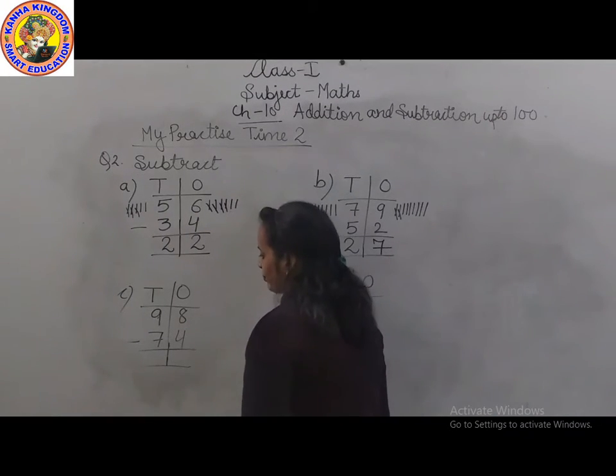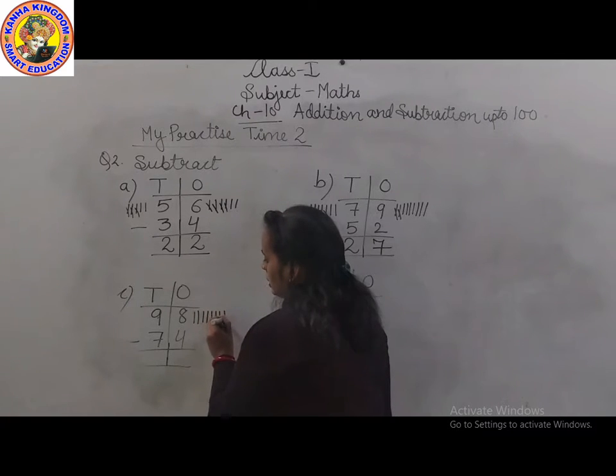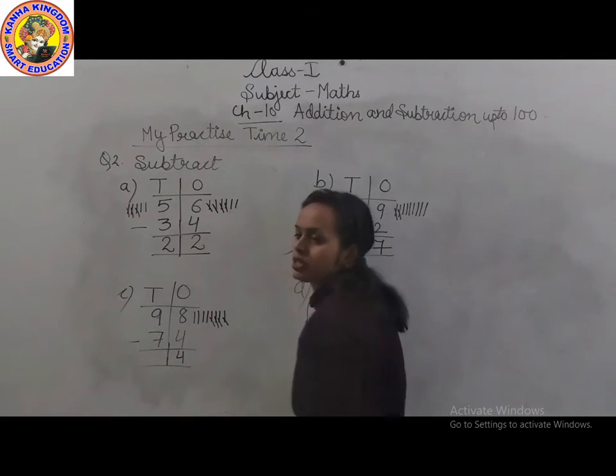Now question number C. 9 tens, 8 ones minus 7 tens, 4 ones. Count to 8 and take away 4. So how many are left? 8 minus 4 equals 4.